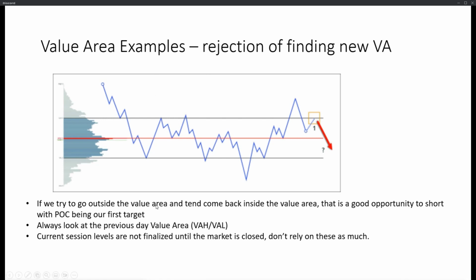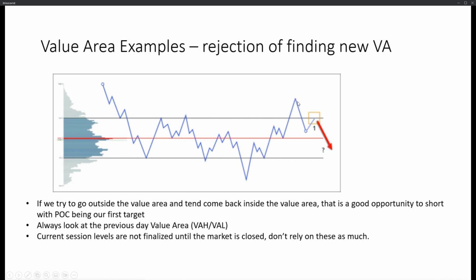If we try to go outside the value area and tend to come back inside the value area, this is a good opportunity to short, with POC being our first target. So if you think about this example, we went above the value area, right? So this line is value area high, value area low, the POC.